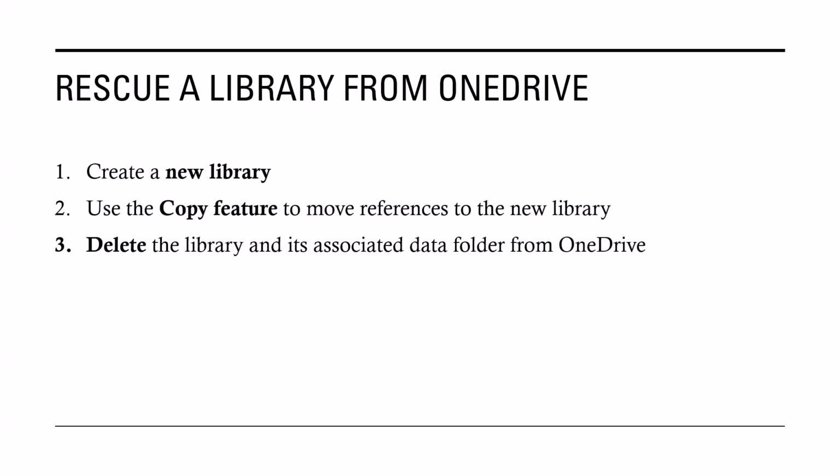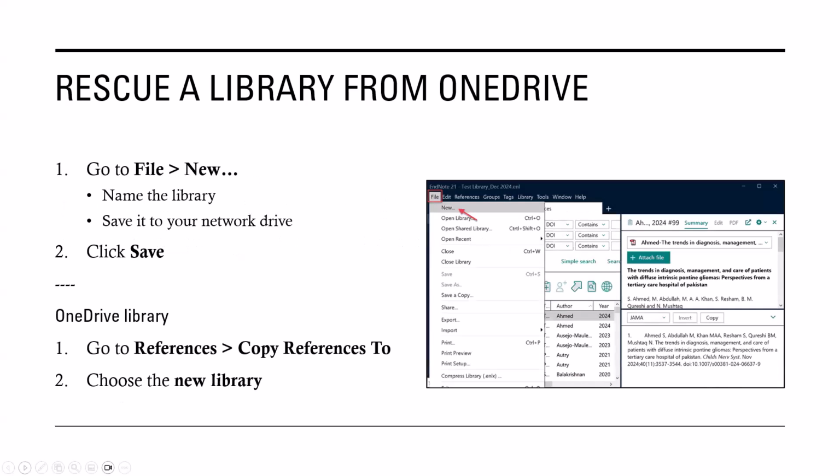So you would want to create a new library and make sure when you create that new library that you rename it and that you save it to your network drive. You would then use EndNote's copy feature to move references from the old library, the one on OneDrive, to the new library. And then once you've done that, you want to make sure that you delete the library and its associated data folder from OneDrive. And I have some instructions here for you to refer back to.